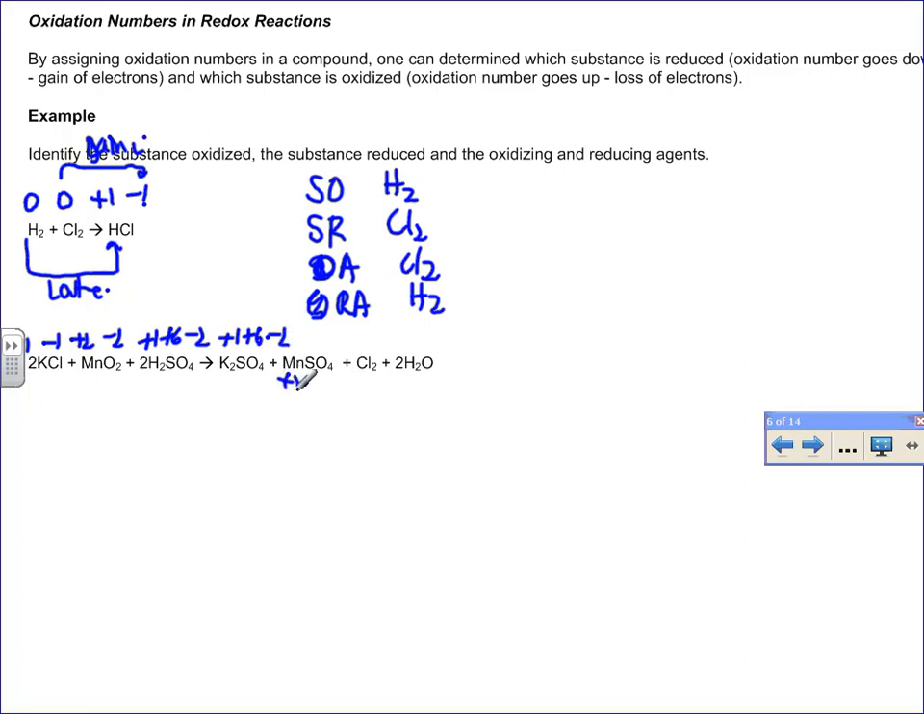I'm going to put some down below here. So you have to go through and determine the oxidation numbers of every single element in the reaction. Now, not every single element is going to have a change in oxidation state. Only the substances that are being oxidized and reduced will experience a change. So what we need to do is look for an element that has changed.